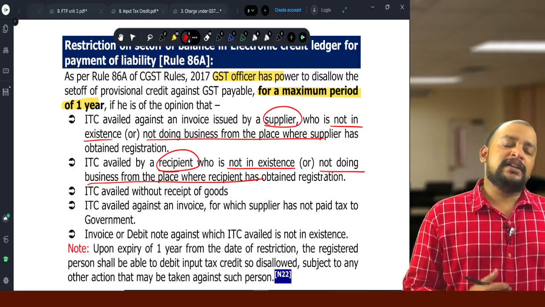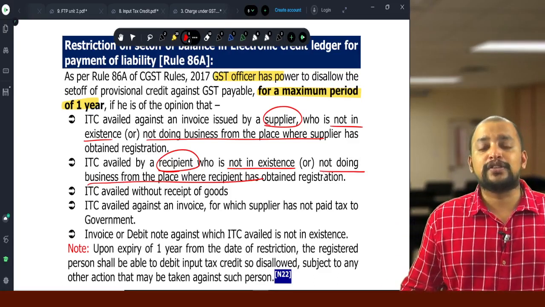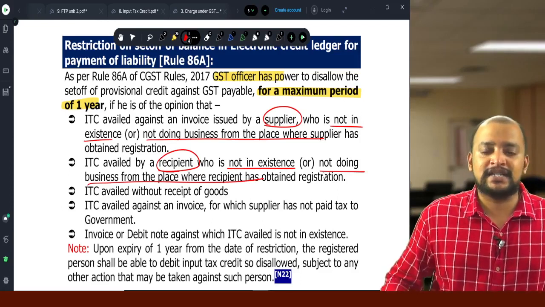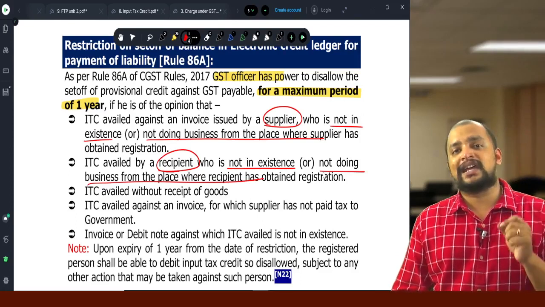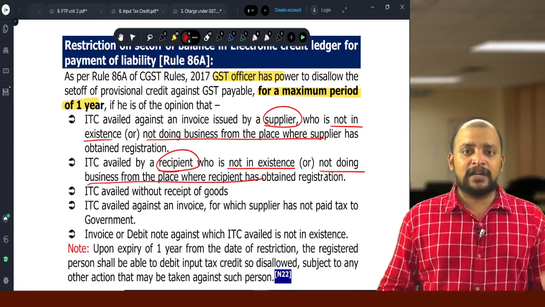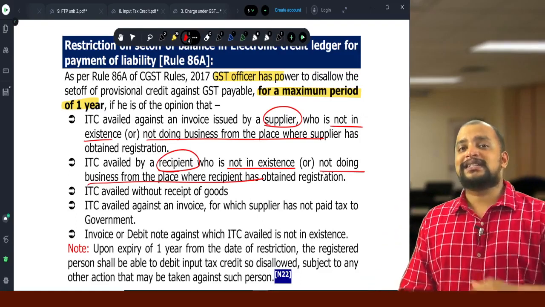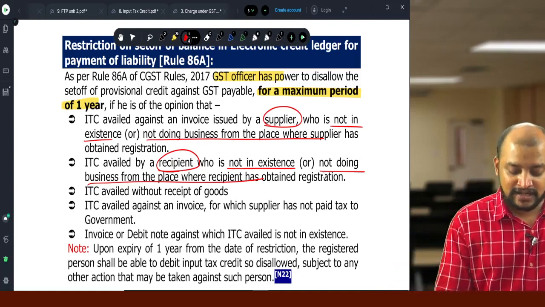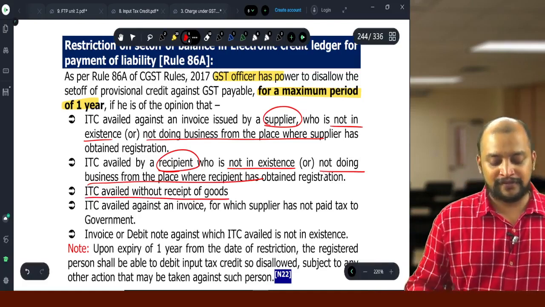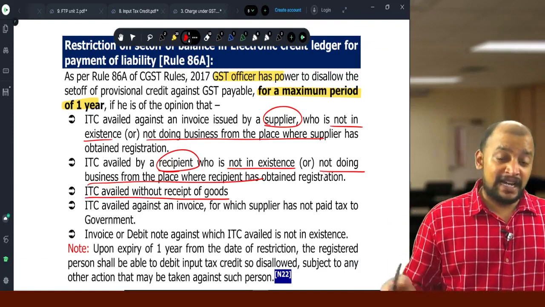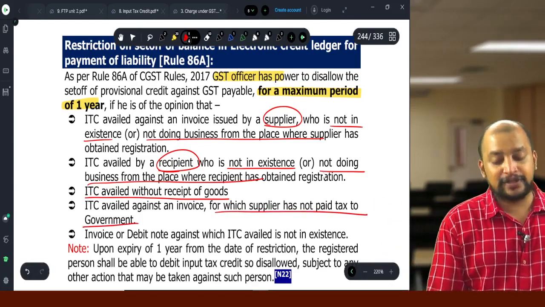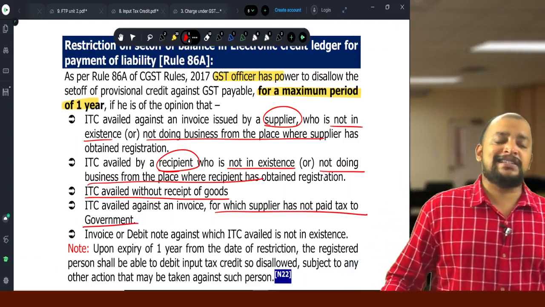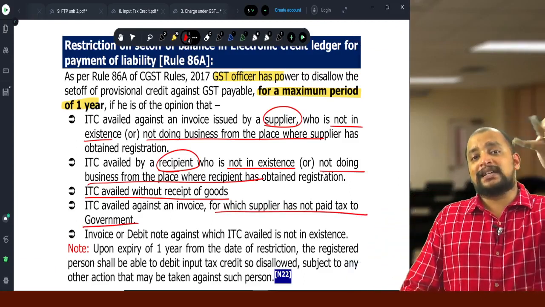Then, ITC availed without actual receipt of goods. Actually, Section 16(2) puts some conditions for availment of ITC. What does it say? Only when we receive the goods or services can we take the credit, correct? Not based on the invoice. So, based on the invoice a person has taken credit, but the goods are not yet received. That is ITC availed without receipt of goods. Then, ITC availed against an invoice for which the supplier has not paid the tax to the government. So, the recipient availed the ITC, but the supplier has not paid the tax to the government.